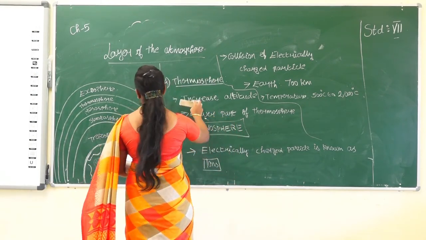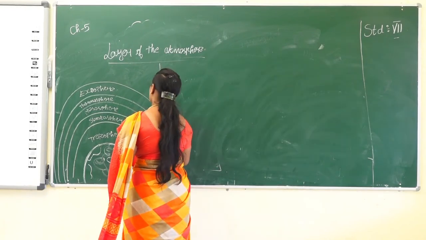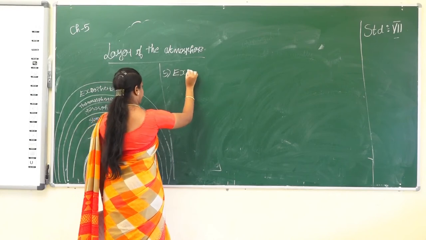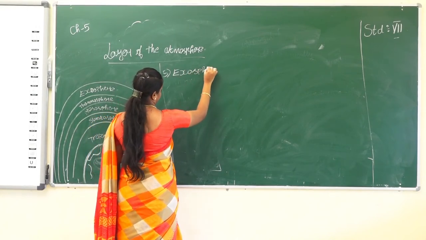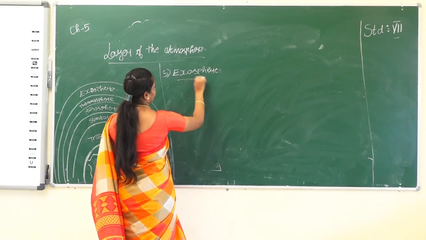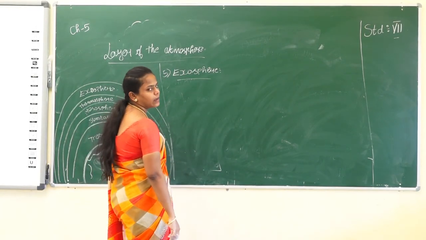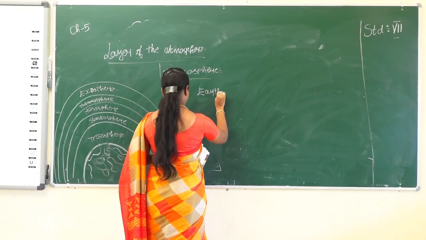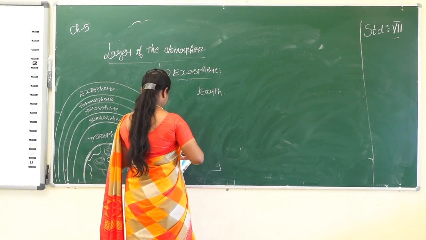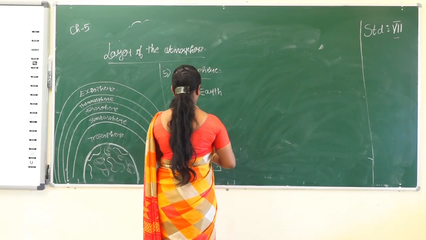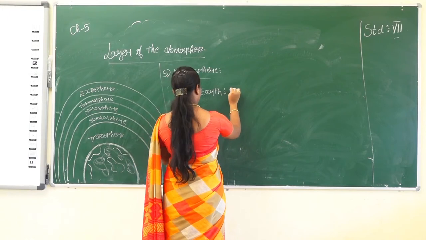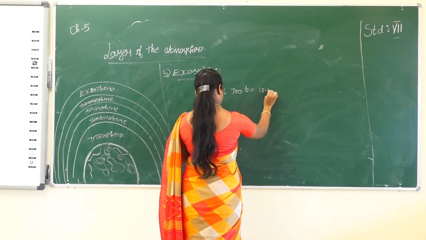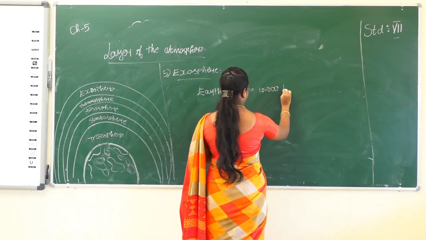The last layer, the fifth one, is exosphere. The fifth layer is what, students? It is exosphere. From the earth, how many kilometers is it away? It is just 700 plus kilometers away from the earth's surface.